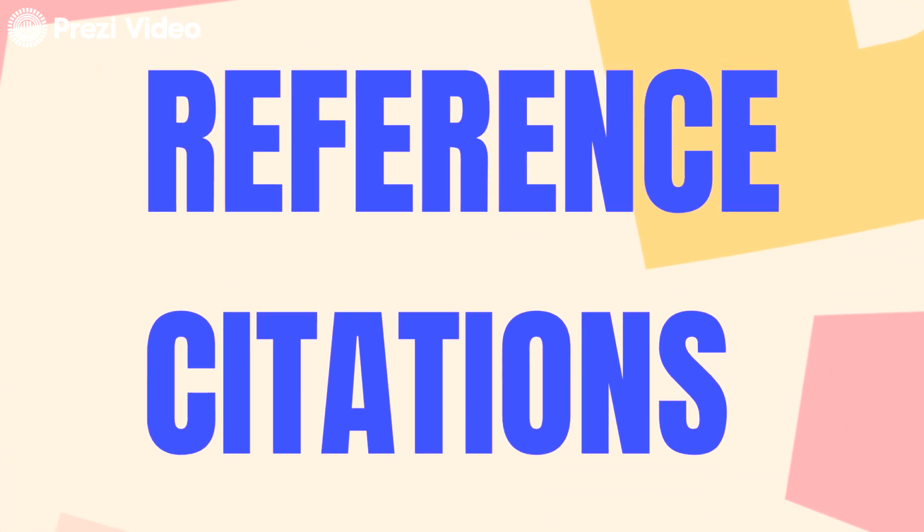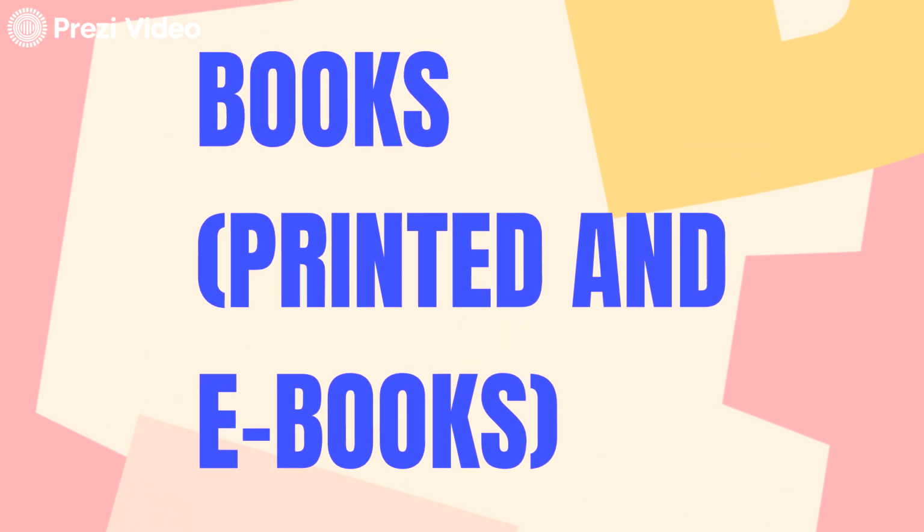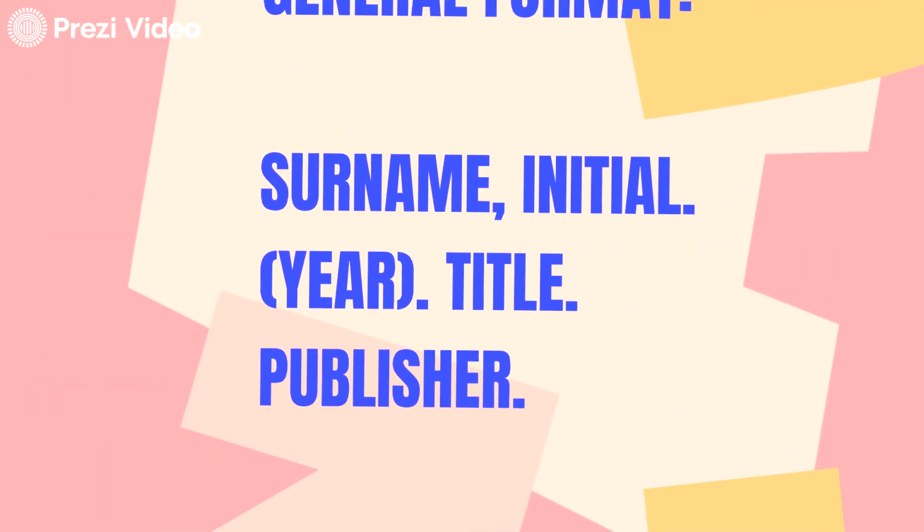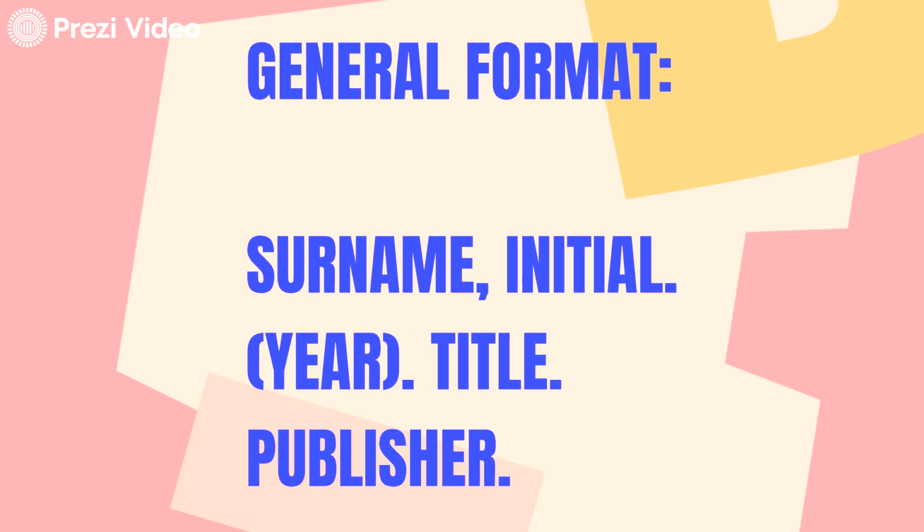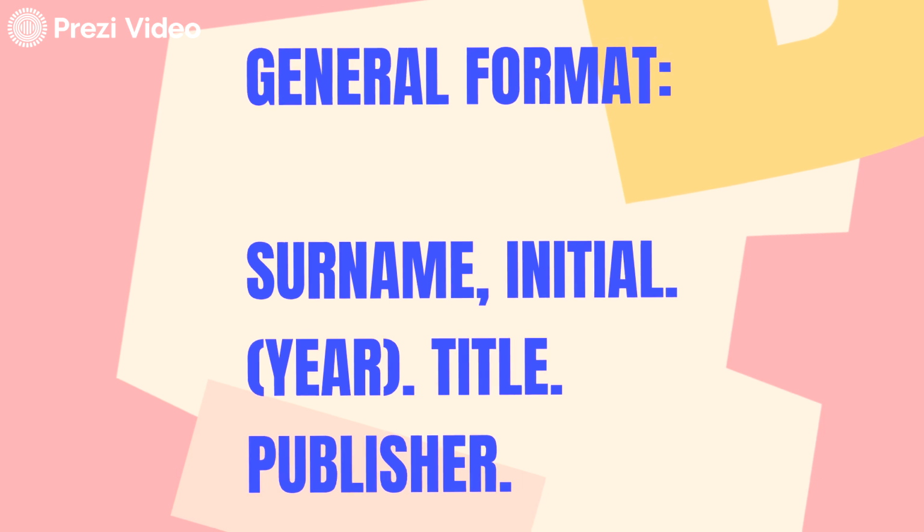Okay, now let's proceed to reference citations. This one is quite lengthy, and we begin with books, both printed and ebooks. So the general format for a reference citation for books would be the surname of the author, comma, the initial of the first name or names, period, the year of publication, enclosed in parentheses, period, the title of the book, which is italicized and is in sentence case, period, and then the publisher, then period. As you can observe, the different parts of the citation or the different bibliographic entries are terminated using the period, and you must always remember that. To separate the entries, use a period.